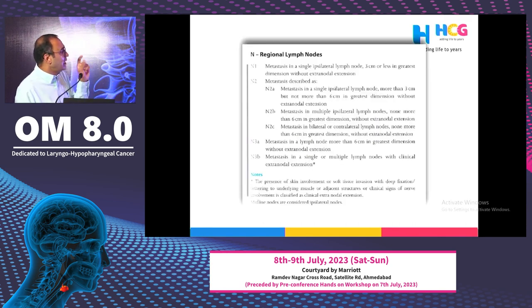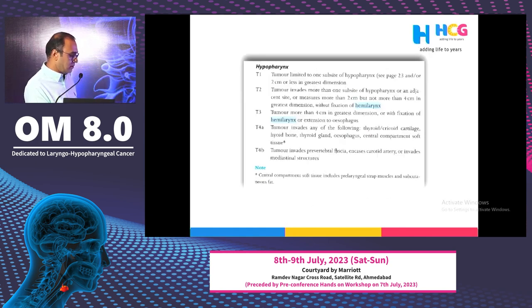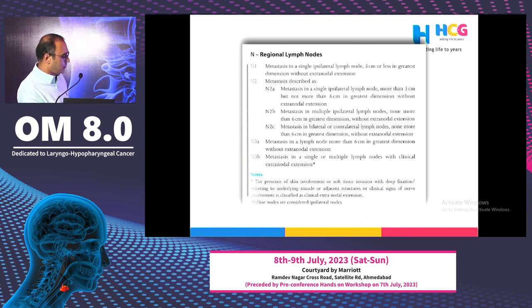So even with lymph nodes, the most important thing that has happened of late is the addition of 3B, which clinically can be assessed by looking at skin involvement, dermal involvement, fixity, or nerve involvement. I think there are three points simply clinically by which you can come to a conclusion to say there is extranodal extension.